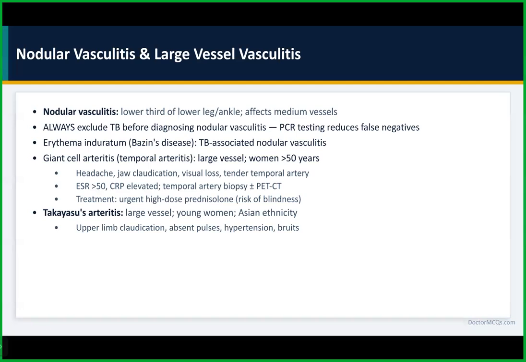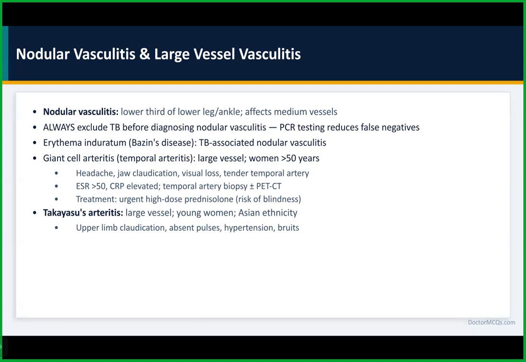Now comes nodular vasculitis and large vessel vasculitis. If nodules are on the lower third, on the leg and the ankle, then it is definitely affecting the medium-sized vessels. The more of the vessel is involved, the worse the condition. With medium vessels it is nodules, then larger vessels can involve ulcerations also. Always exclude TB before diagnosing nodular vasculitis, because sometimes the PCRs are negative, but we still need to rule it out because of false negative results.